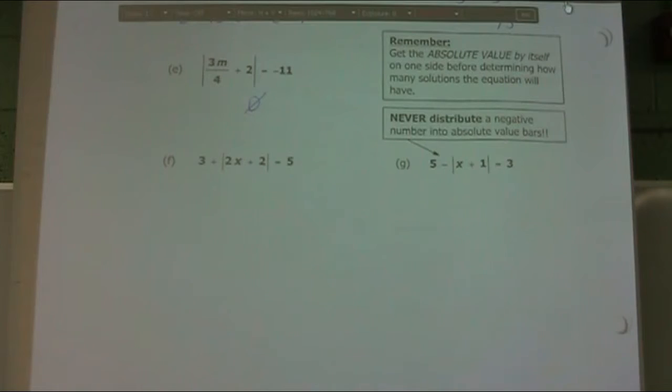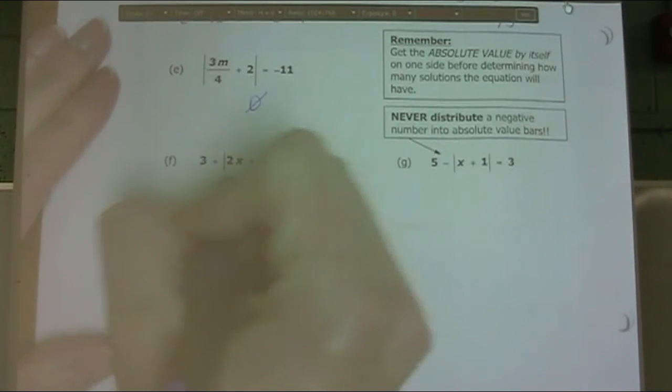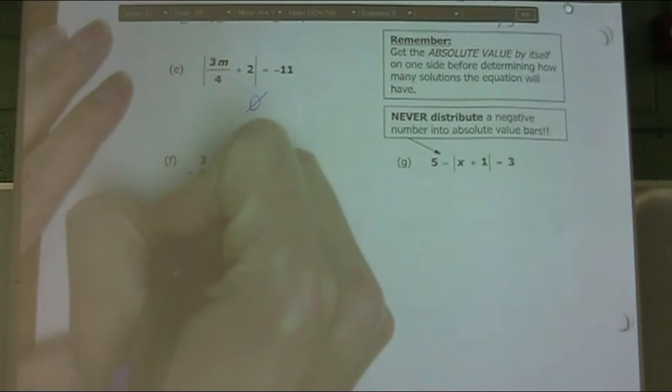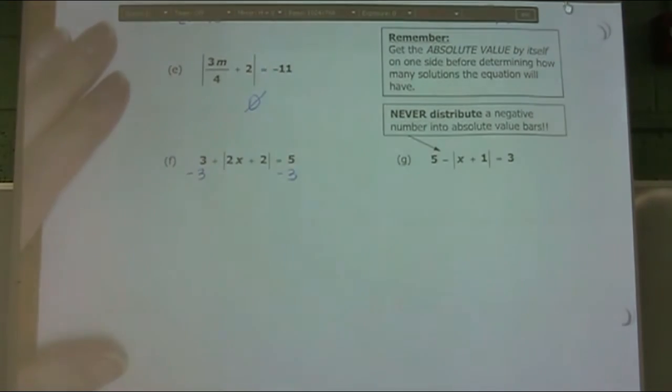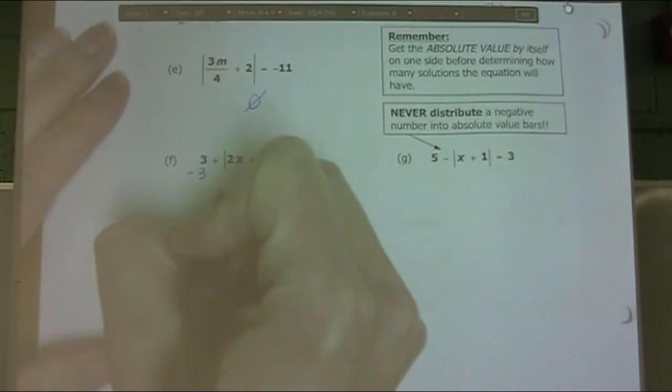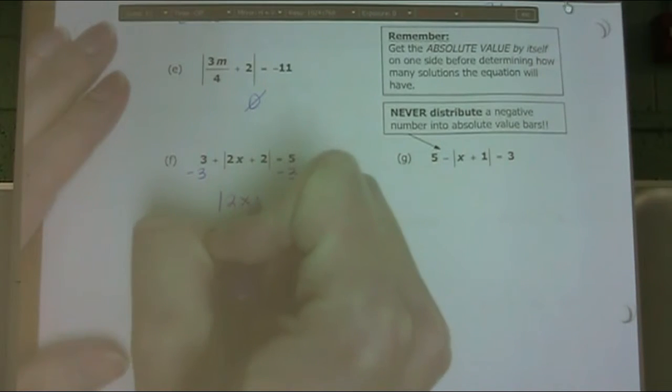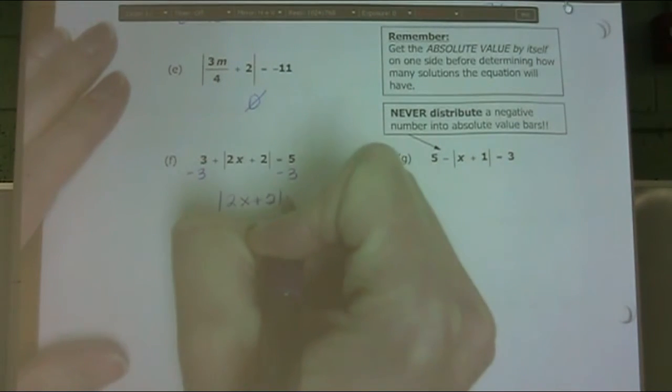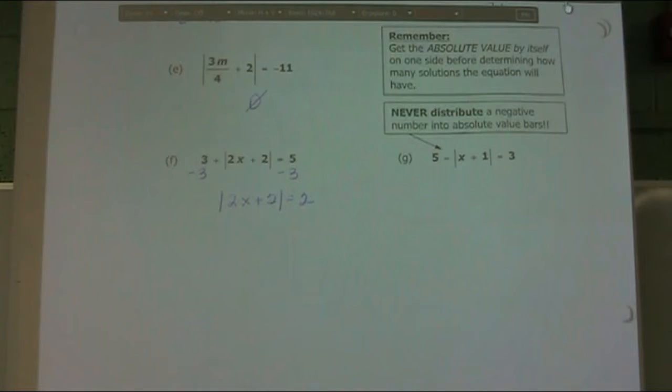What I have to do is get the absolute value by itself. And I'm going to do that by subtracting 3 on both sides. And so what I've got is the absolute value of 2x plus 2 equals 2. And now I can actually come up with my two equations because I have absolute value equals a positive number, and so I'm going to have two equations.